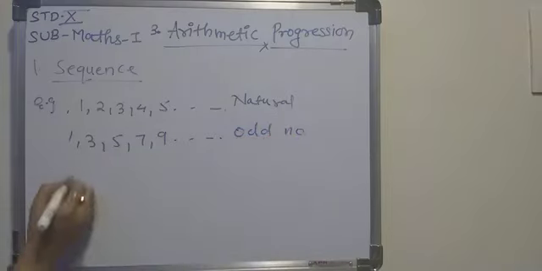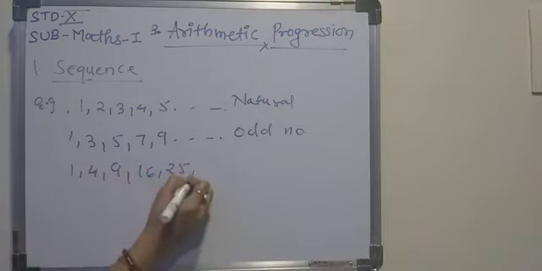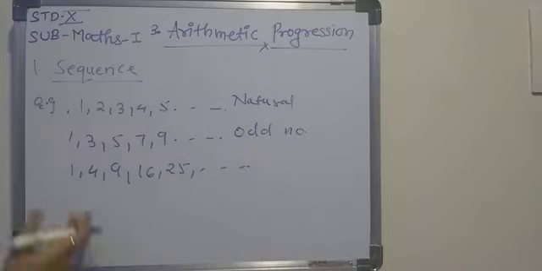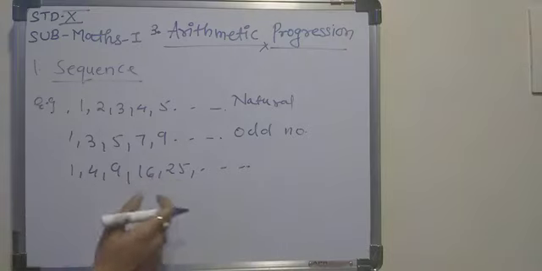Next example, 1, 4, 9, 16, 25 and so on. These are the squares of the serial numbers. You can say squares of the natural numbers, right? 1 square is 1, 2 square is 4, 3 square is 9, 4 square is 16, 5 square is 25.